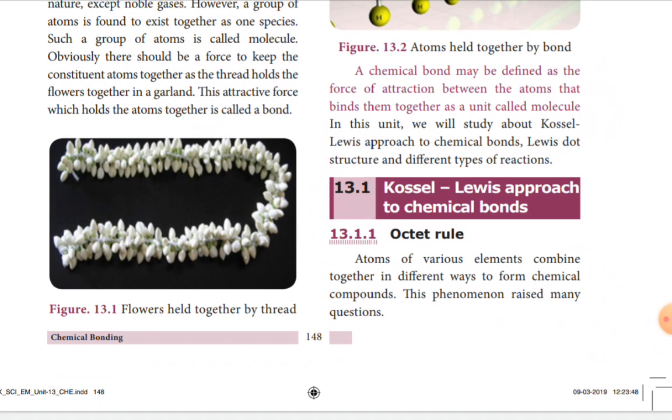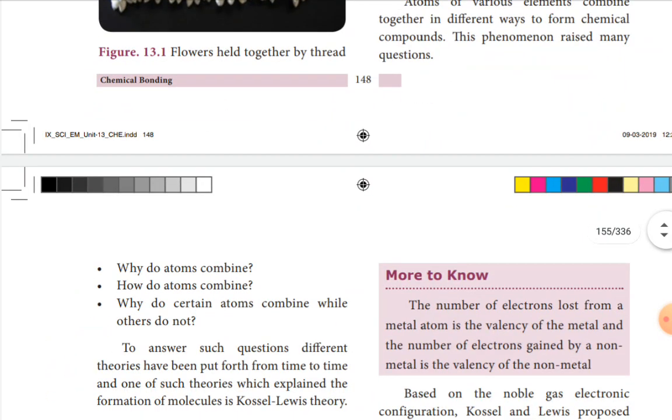Atoms of various elements combine together in different ways to form chemical compounds. This phenomenon raised many questions. So atoms of various elements combine together, and different types of chemical compounds are formed. Sometimes the same atoms of the same element combine to form a molecule, or atoms of different elements combine to form a molecule and compounds also. So this phenomenon raised different questions to the chemists.